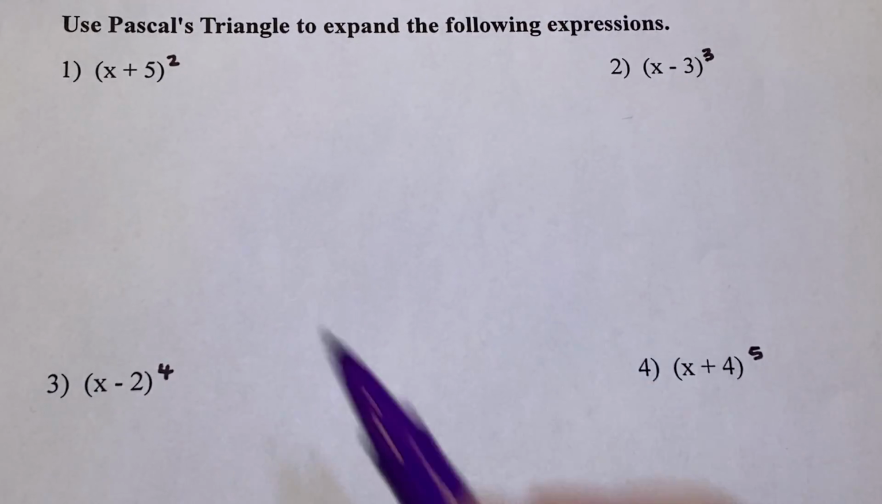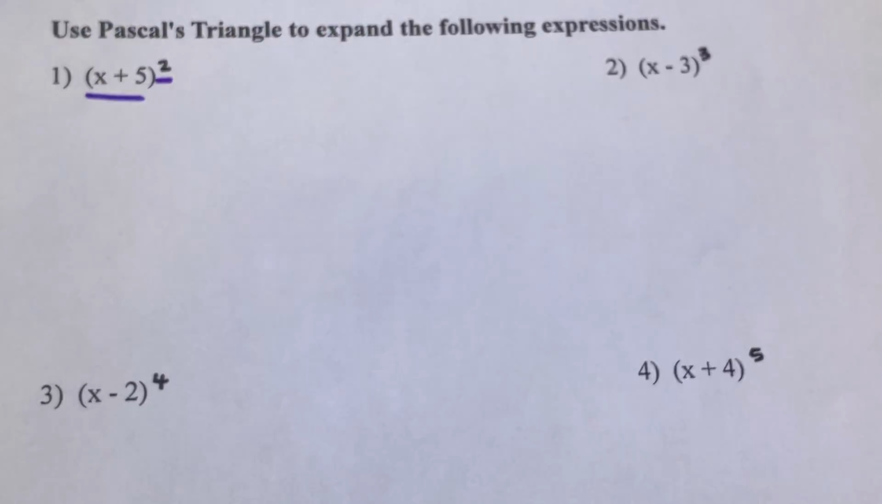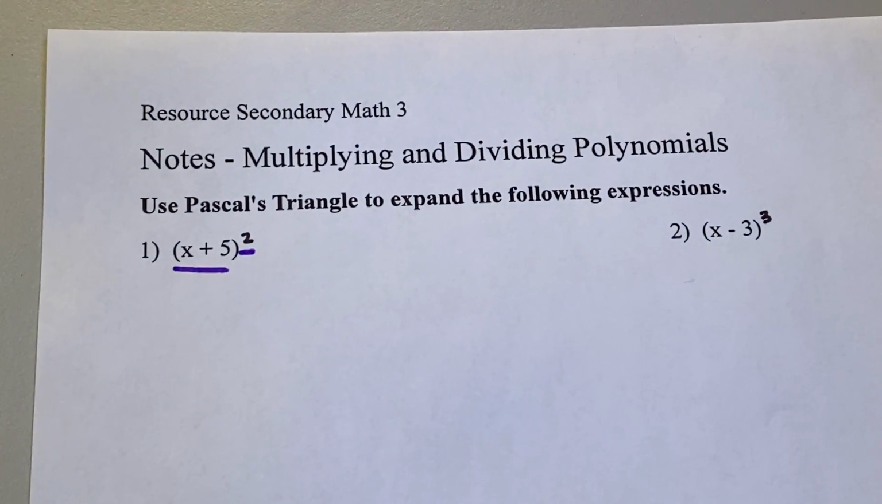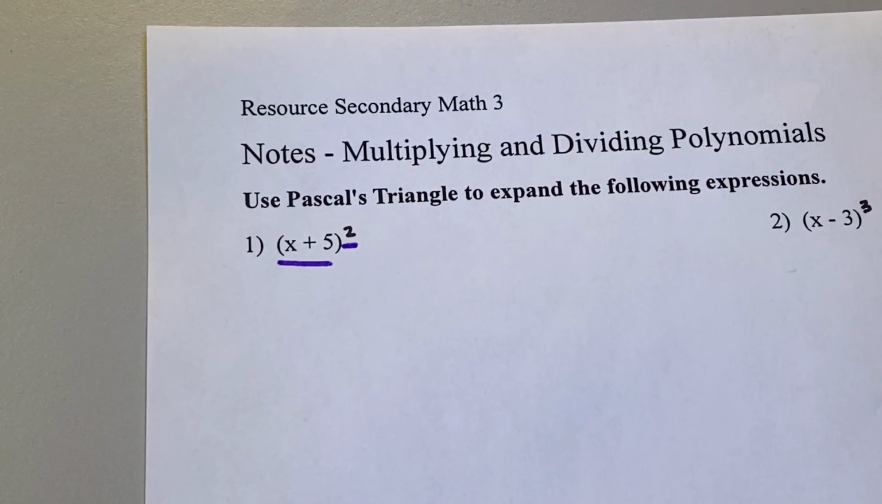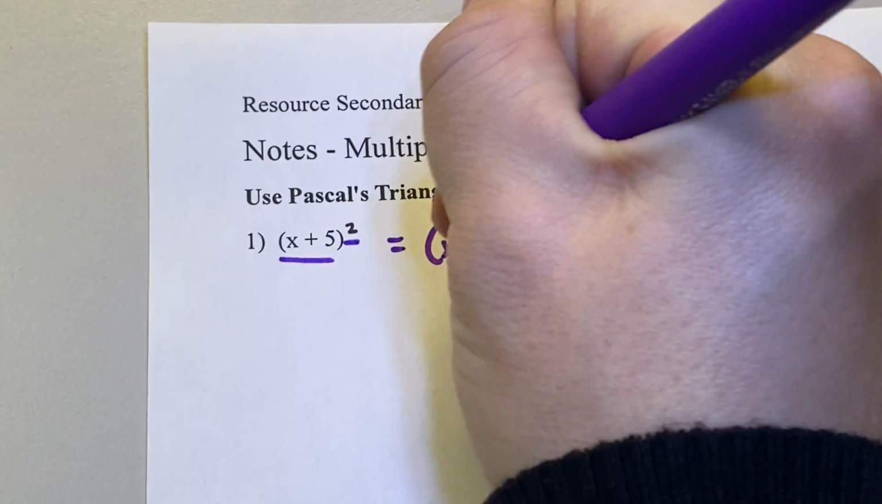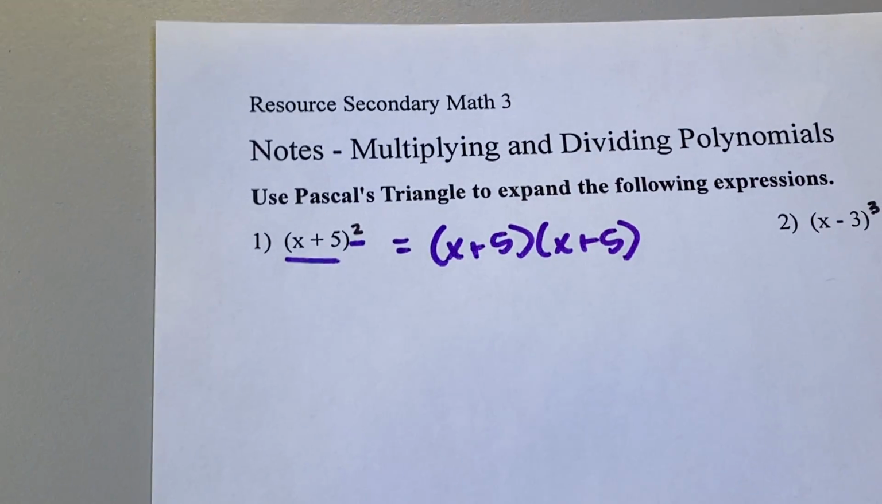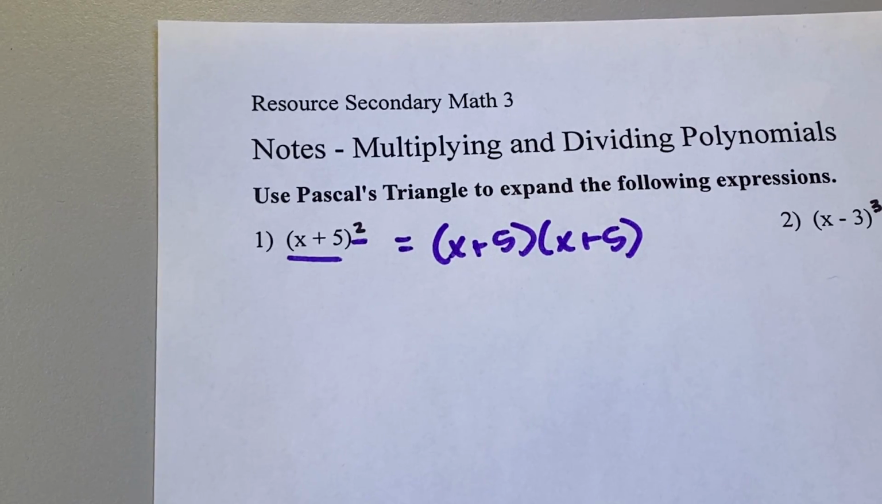Number 1, we see a binomial, x plus 5, and it's being taken to the power of 2, x plus 5 squared. Okay? So x plus 5 squared, or anything squared, just means that you are multiplying by itself twice. X plus 5 times x plus 5. That's not too bad. You guys did this last year in math.